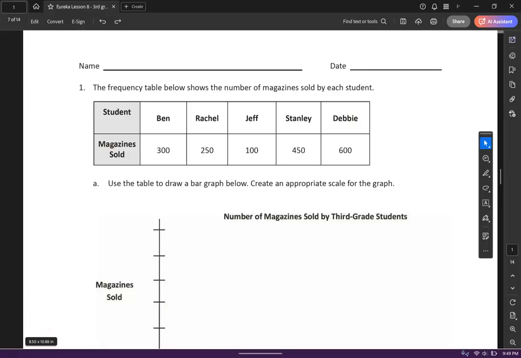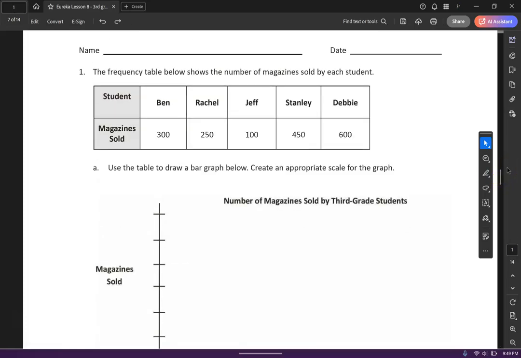All right, here we go. Be sure you put your name and the date. The frequency table below shows the number of magazines sold by each student. Student: Ben, Rachel, Jeff, Stanley, Debbie. Magazines sold: 300, 250, 100, 450, 600.